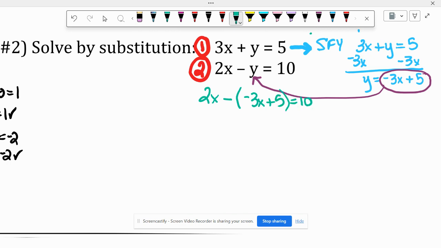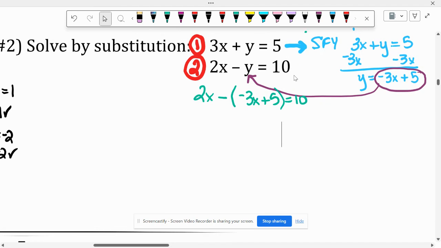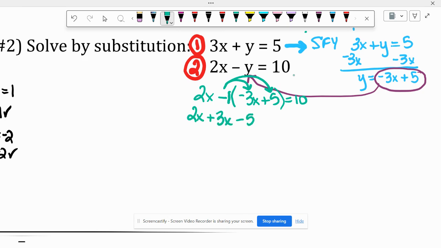equals 10. What happens when you have a negative outside of a parenthesis? What is that the same thing as? It's the same thing as multiplying by a -1, right? So I want to distribute that negative through my parentheses. So I really have 2x plus 3x minus 5 equals 10.